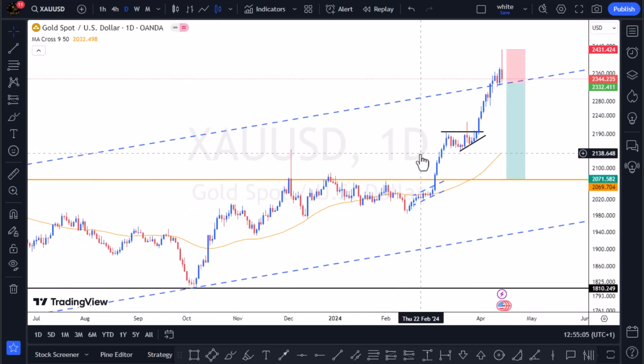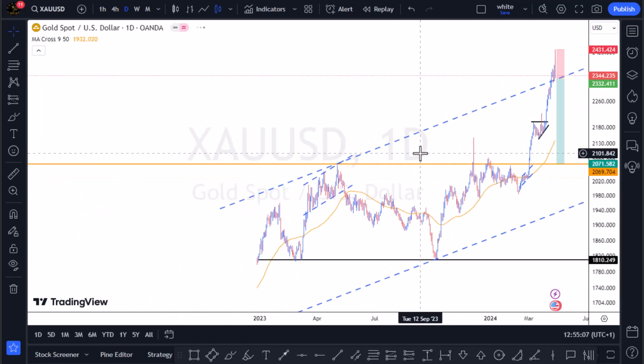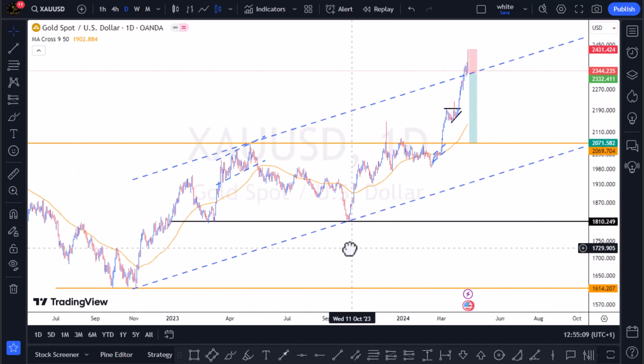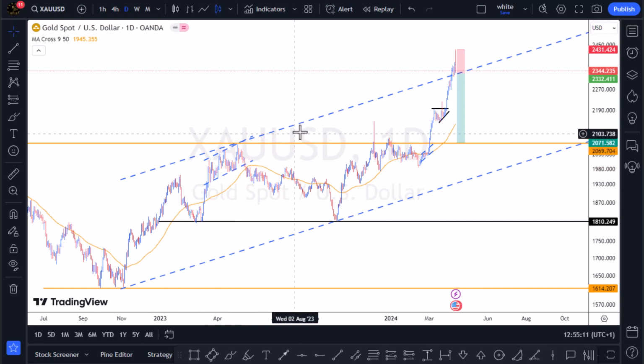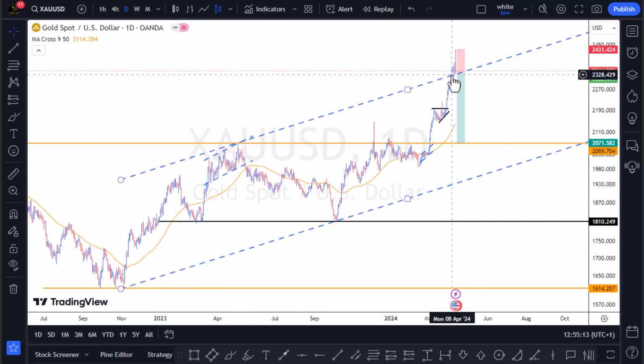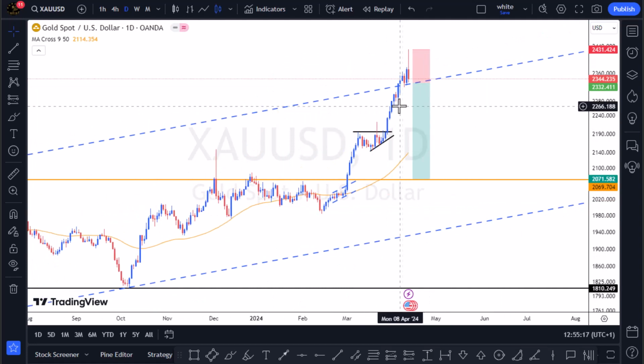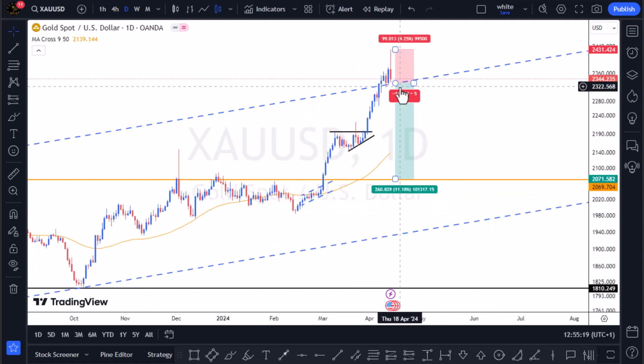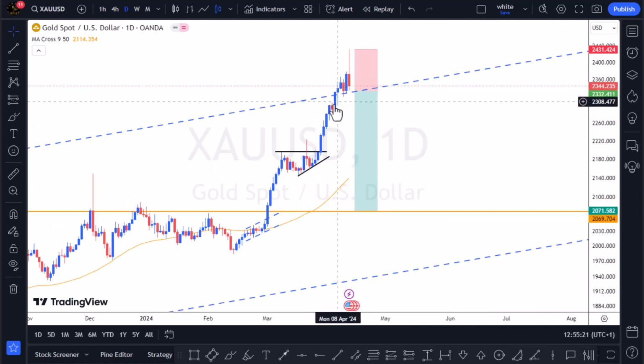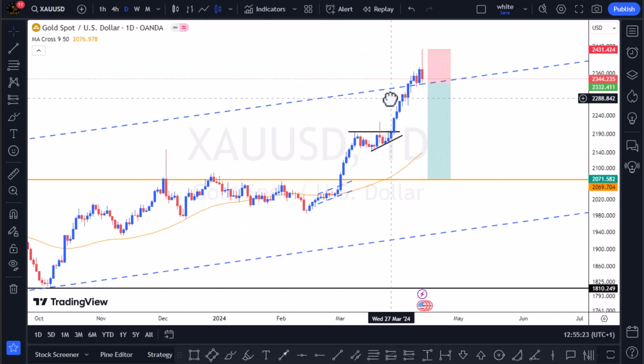I'm currently looking out for a pullback, and based on the channel I constructed on this day chart, you can see price broke out of the upper band of this channel, and the breaking of price right here wasn't on decisive volume. It wasn't a strong bullish bar. Next week I'm looking out for a way to play the reversal of this downtrend.